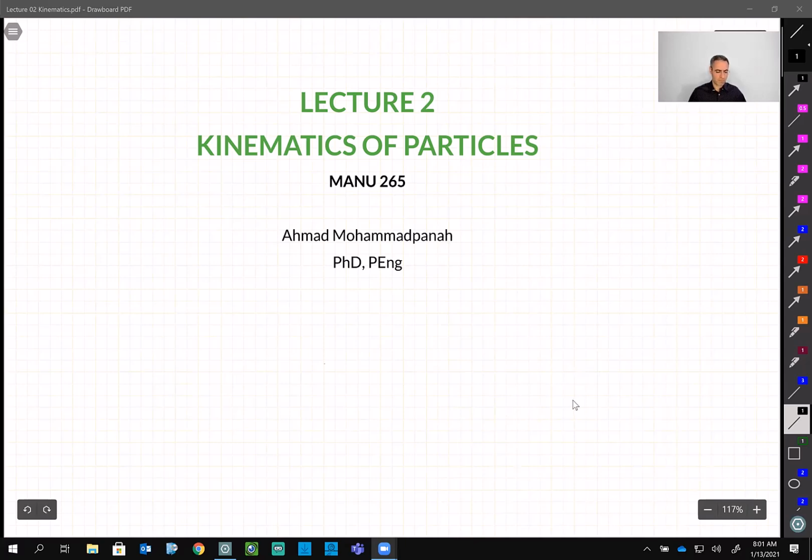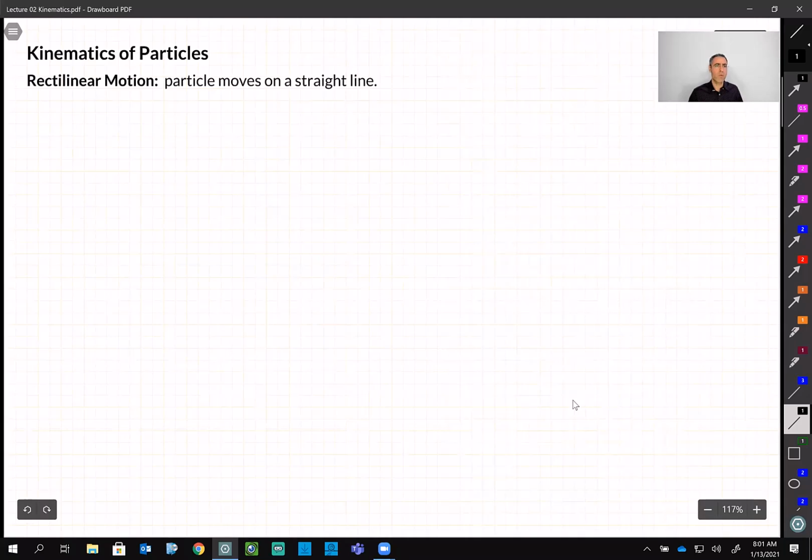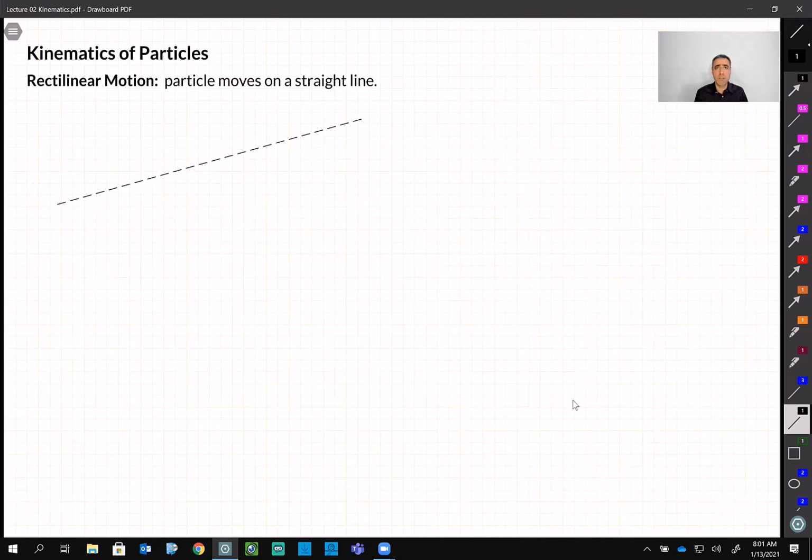All right. So let's then start with the first topic, which is rectilinear motion. When we say rectilinear motion, it means everything moves on a straight line. And this line can be any line. It can be a vertical line, a horizontal line, or any line. So let's say I have a particle on this line, right?